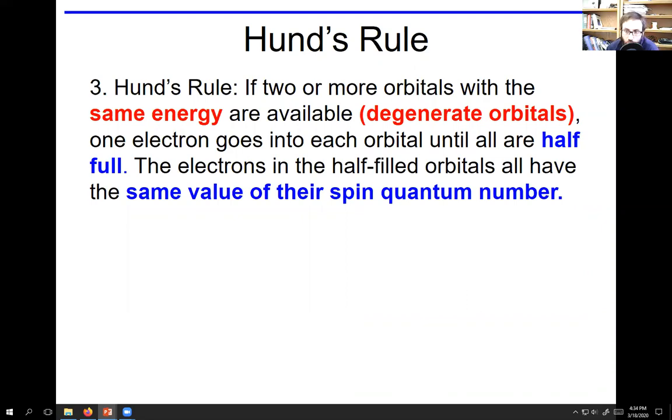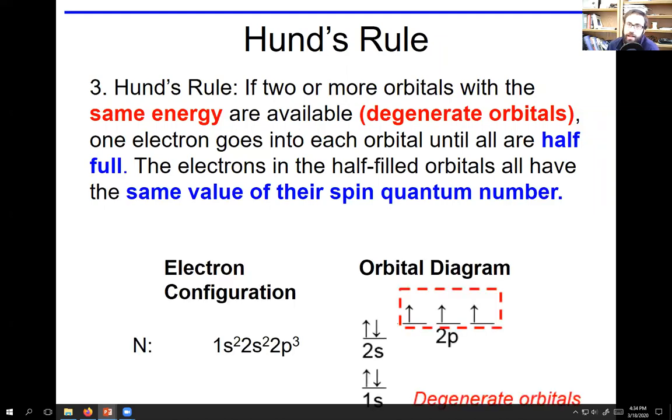And all of the electrons in that half-filled set of degenerate orbitals will have the same spin quantum number. That may sound very complicated. It was a long paragraph describing what Hund's rule is. It's easiest just to see it with an example. So take nitrogen. Nitrogen has 7 protons.